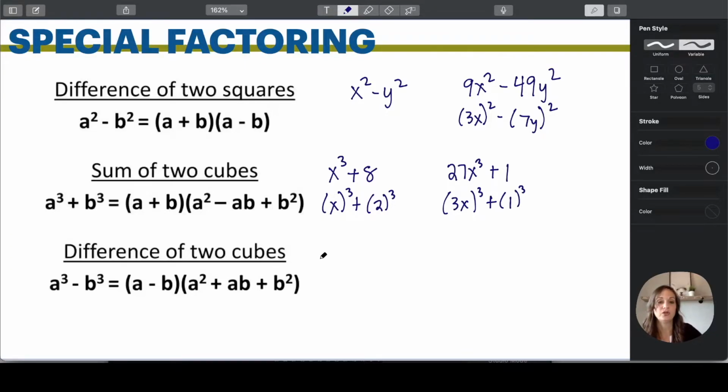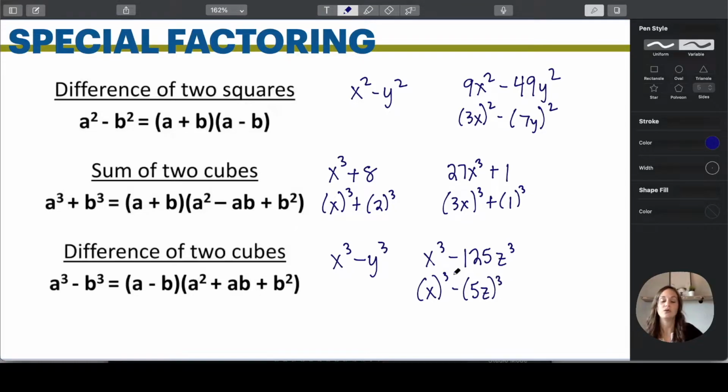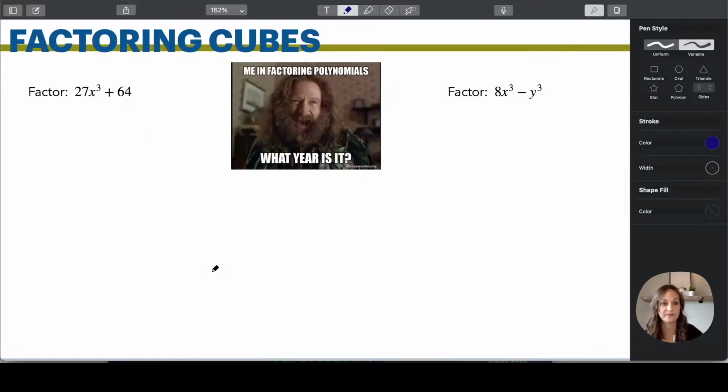Difference of two cubes would be something like x cubed minus y cubed, or x cubed minus 125z cubed. Again, you can create perfect cubes. So what cube gives you 125? It is 5. So if you can figure out the number that will get you the perfect cube, you would then be able to place your variables into the formula.